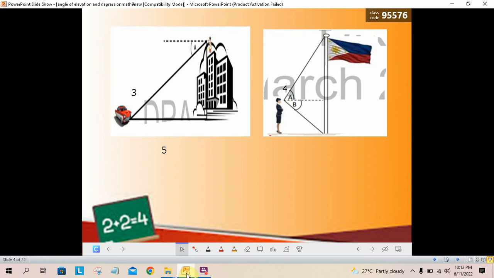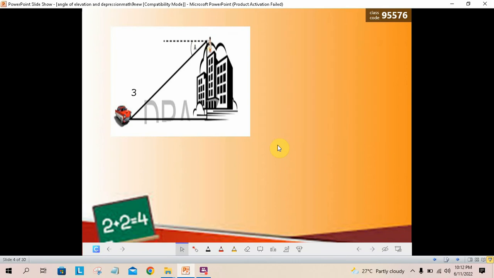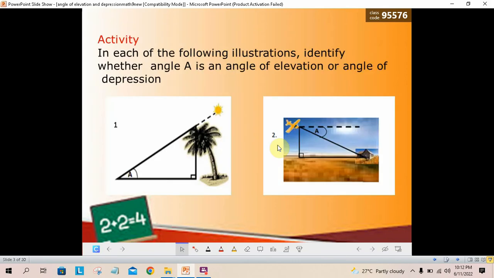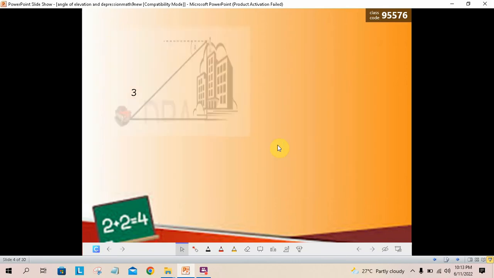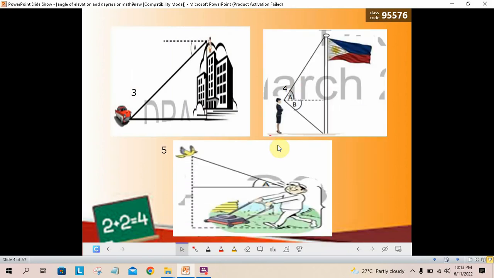And we have number 5. Angle A is called, so this is angle A. So all angle A's only. Do not include the other angle. I hope that you have your answer already for number 1, number 2, number 3, number 4, and number 5. And let us check your work before we end the session.